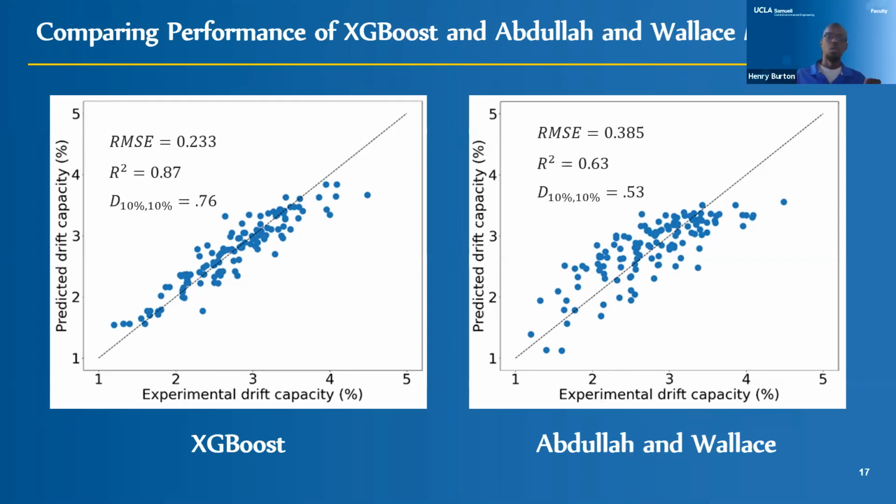So that means that with the XGBoost model, there's about a 76% probability that you would be within 10% of the observed value, if you're looking at it as a ratio. With the Abdallah and Wallace model, that goes down to about 53%, right? So for someone who's maybe involved in code development, I think you can take that number and start thinking, okay, is it worth the challenges with interpretability and all that? Is it worth it in terms of this improvement in predictive power?